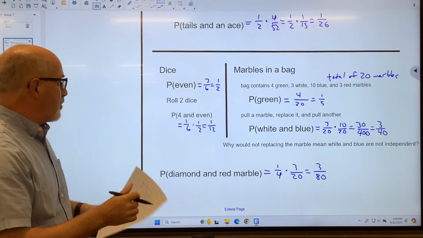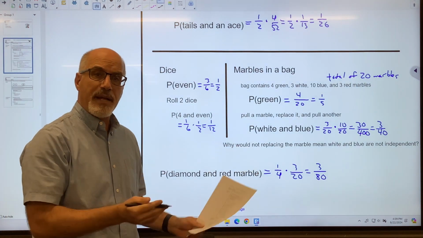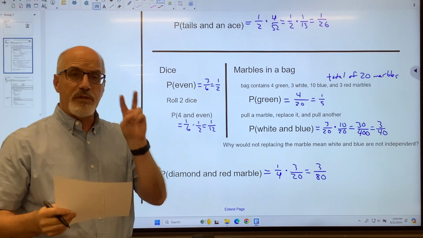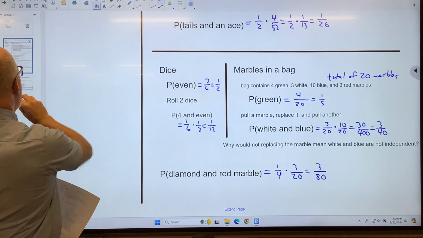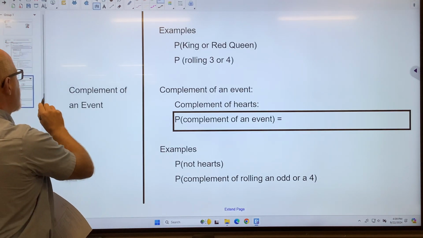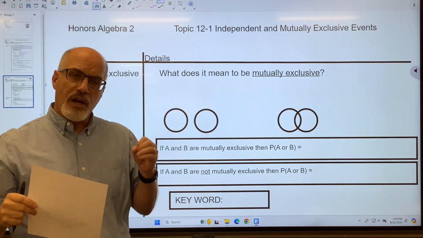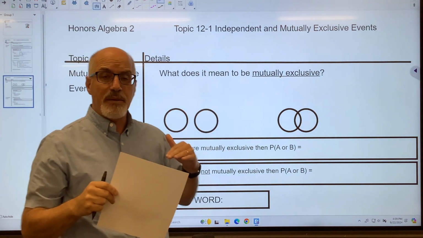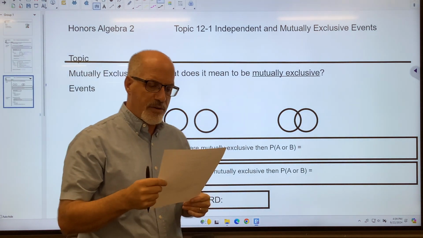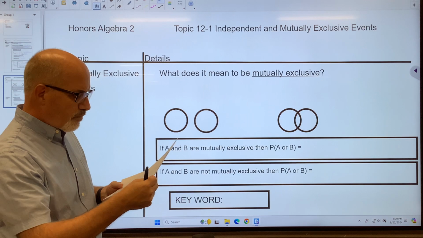All right, now let's go ahead and turn our attention to mutually exclusive. So this was independent, and independent events means you have 2 events that you're dealing with. On this one, we're going to look at outcomes and just one event, but sometimes there's overlap and sometimes not. So let's go ahead and talk about what that means.